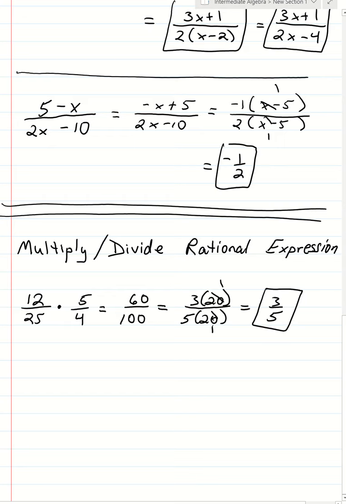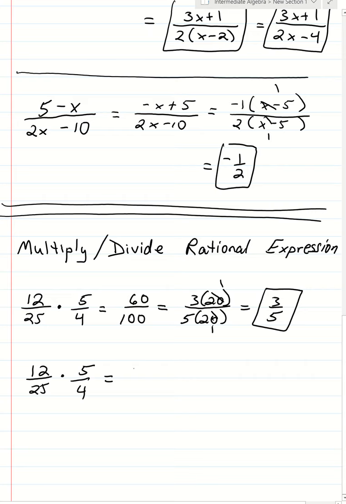Okay? That's one way how we can multiply rational expressions, where you multiply numerator with numerator and denominator with denominator. Or, let's take the same example, 12/25 multiplied with 5/4. Well, let's say we don't want to multiply first. Let's do some factoring first.